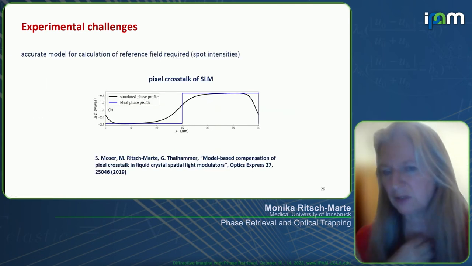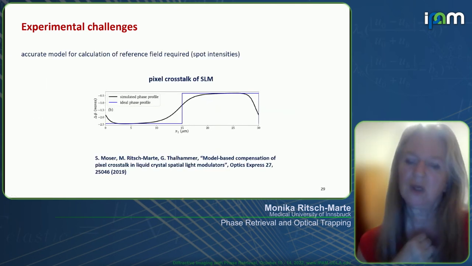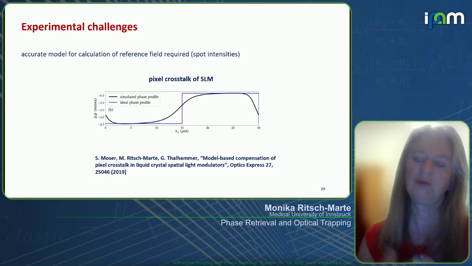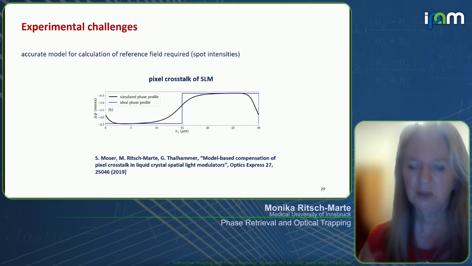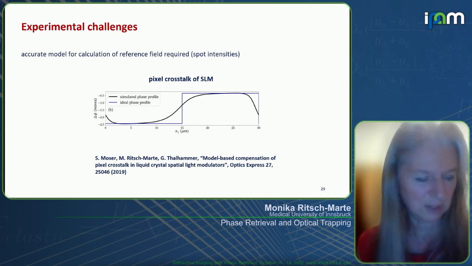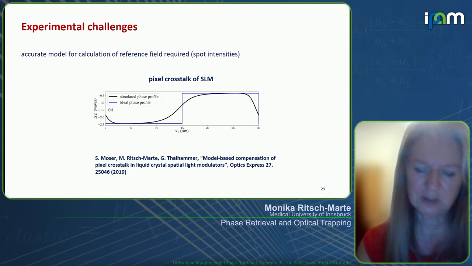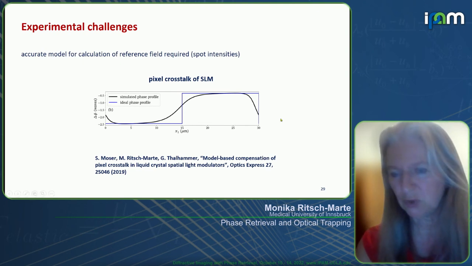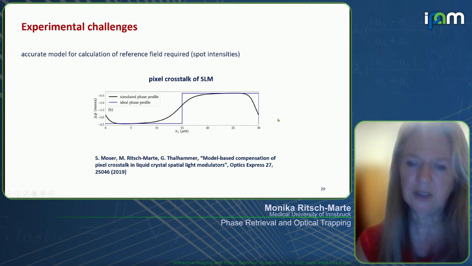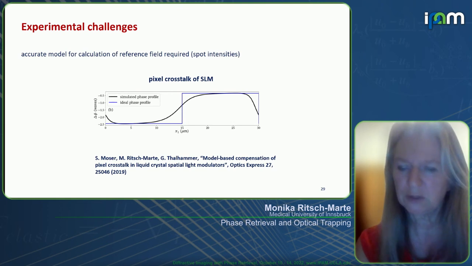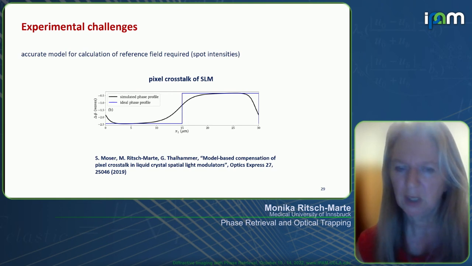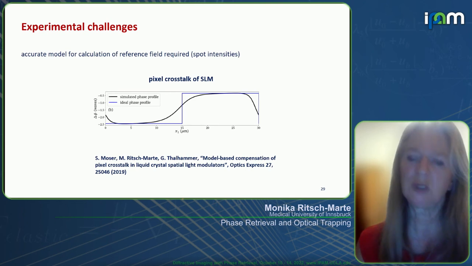So if you really want to get to high accuracy, you need to take these into account. If you want just an estimate, you don't have to do that. If you want really high accuracy, Gregor Thalhammer is the guy who always wants the 99% correct result. So he's done a lot of things to push the accuracy of the method. For example, we characterize our SLM, we know the pixel crosstalk exactly. We've written this paper here on how to estimate the pixel crosstalk of our SLM. So we know very well the imperfections of the SLM, and it's a phase only modulation.